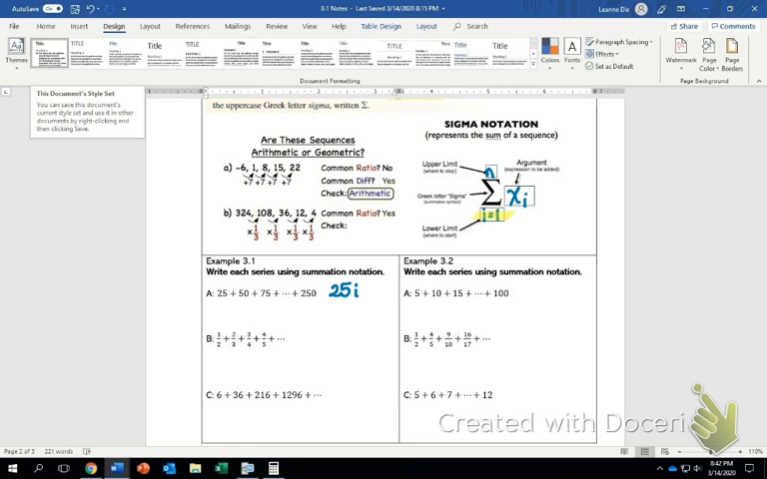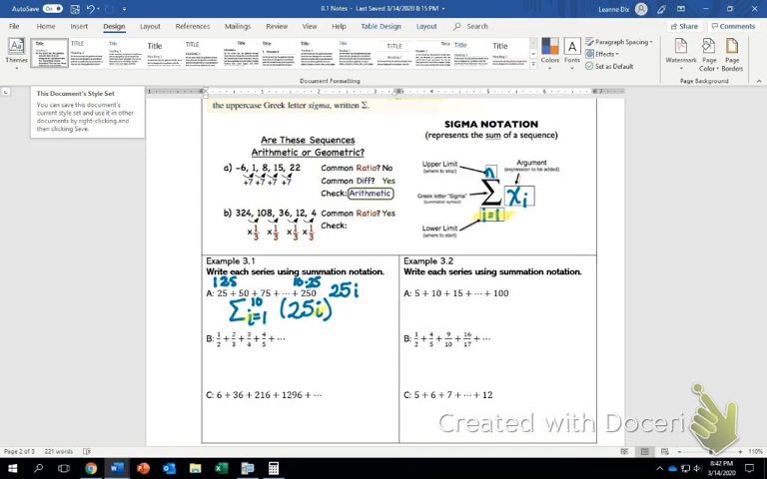The other thing I have to ask myself is, what number did I start with? Well, I started with 1 times 25. And then what did I end with? I ended with 10 times 25. That's how I got the 250. So when I write it in sigma notation, my lower limit is i equals 1, and my upper limit, where I stop, is 10. And what's the rule? Well, the rule is, and I'm going to use parentheses, 25 times i. Again, you can change the variable, but you just have to make sure they match.